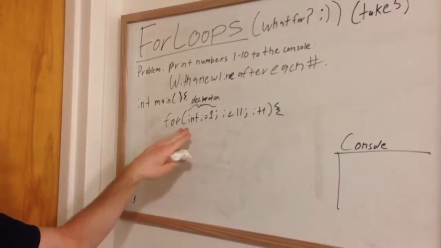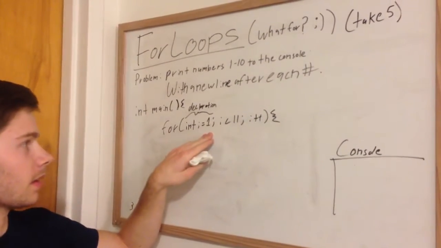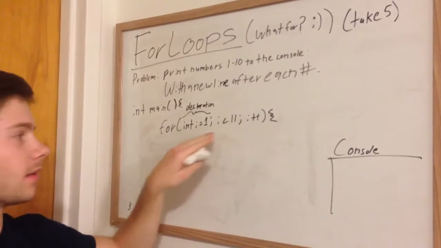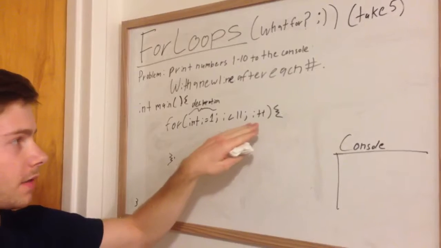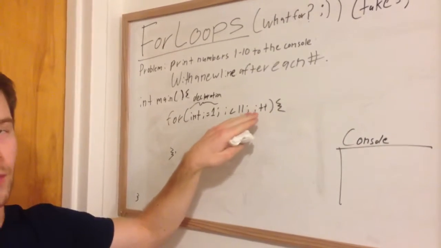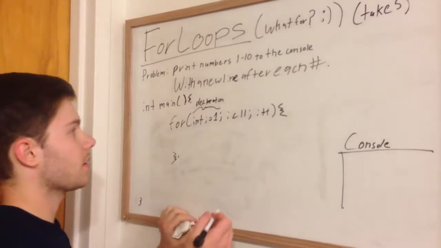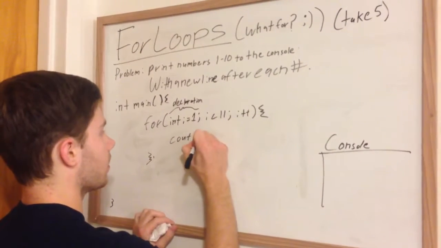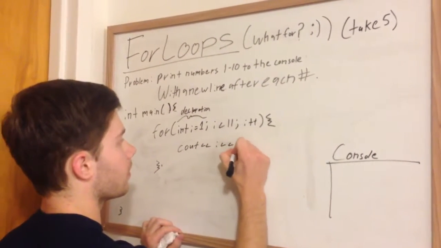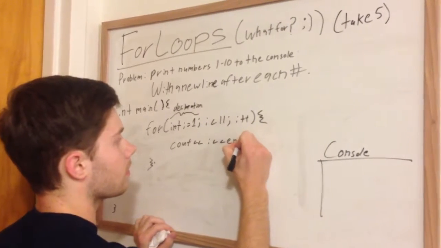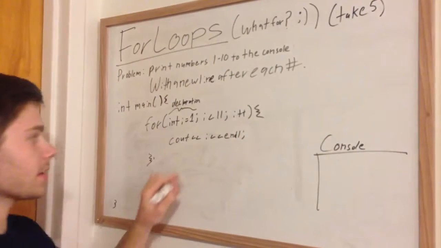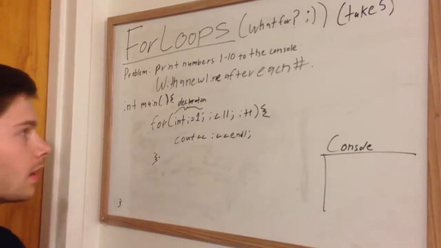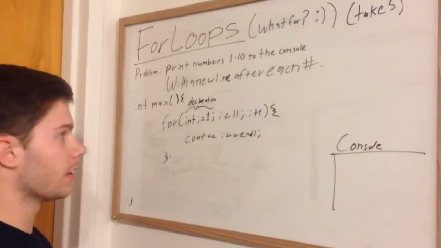So, like I said, we'll declare I equal to 1, and what this is saying is as long as I is less than 11, the code inside will execute, and after every iteration we're going to add 1 to I. So, we're going to make this code inside the for loop. And this will print out the value of I for every iteration. So now we'll go through a couple iterations.